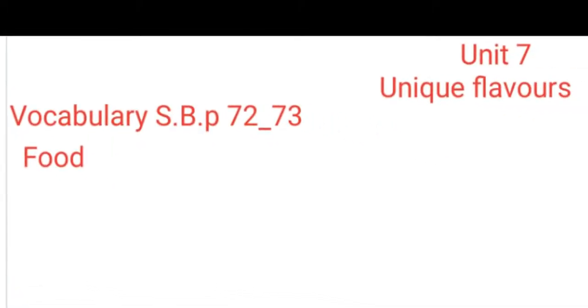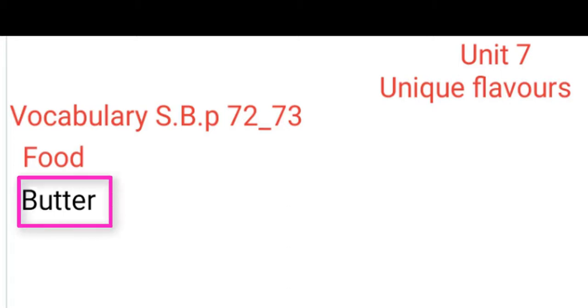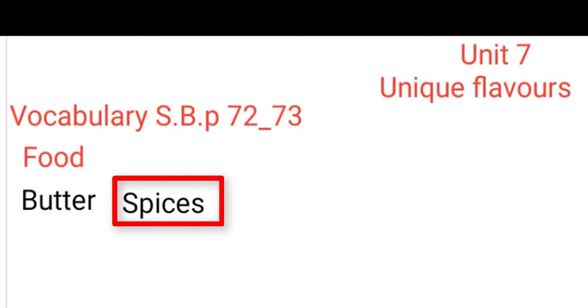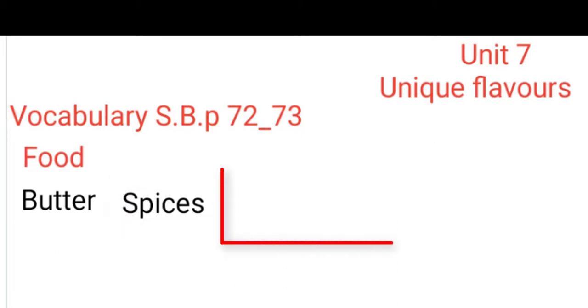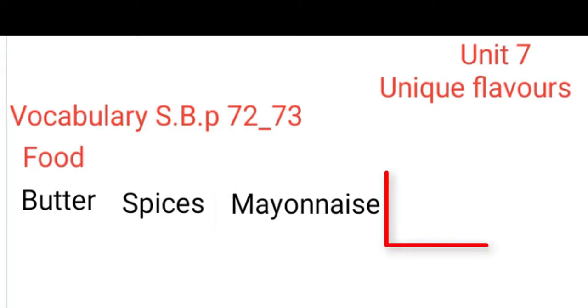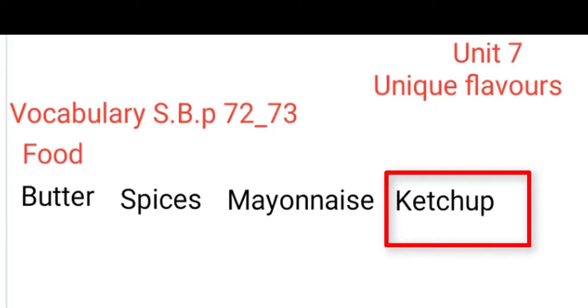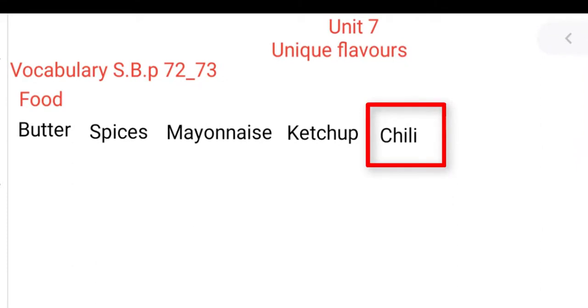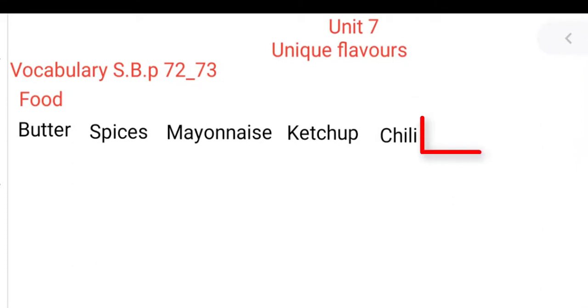Inside this group, we can find the following words: butter, spices, mayonnaise, ketchup, chili, pepper, and lime.